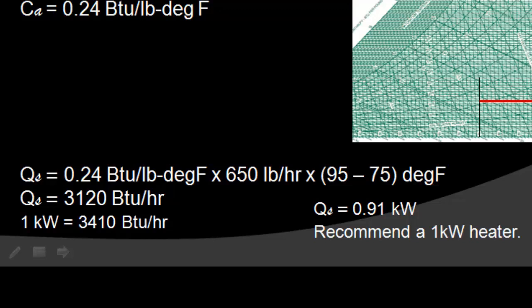To find the required capacity of the heater, we simply need to convert BTUs per hour to kW using the conversion factor 1 kW is equal to 3410 BTUs per hour, and we find that the required capacity is 0.91 kW. Our recommendation would be to provide a 1 kW heater.